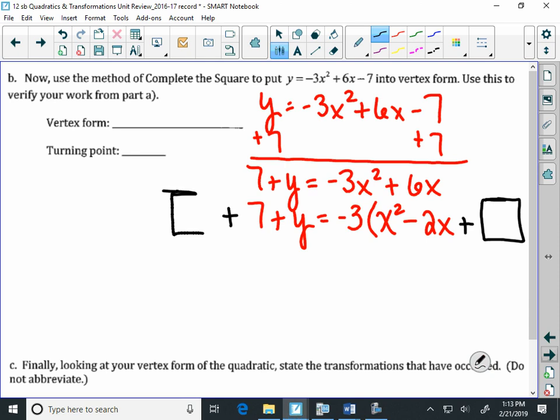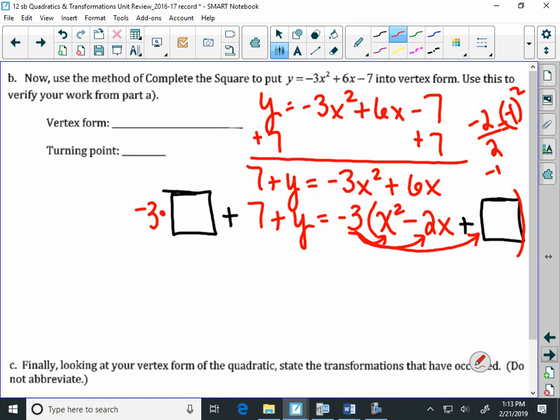But when we add our value over here to the other side, we can't overlook that this was negative 3 times x squared. We did negative 3 times x squared, negative 3 times negative 2x. So what goes in this black box also needs to be multiplied by negative 3. And when we figure out what goes in that black box, we're taking negative 2 divided by 2 is negative 1, and square it, which is negative 1 times negative 1, positive 1. And it's going to be positive 1 over here.